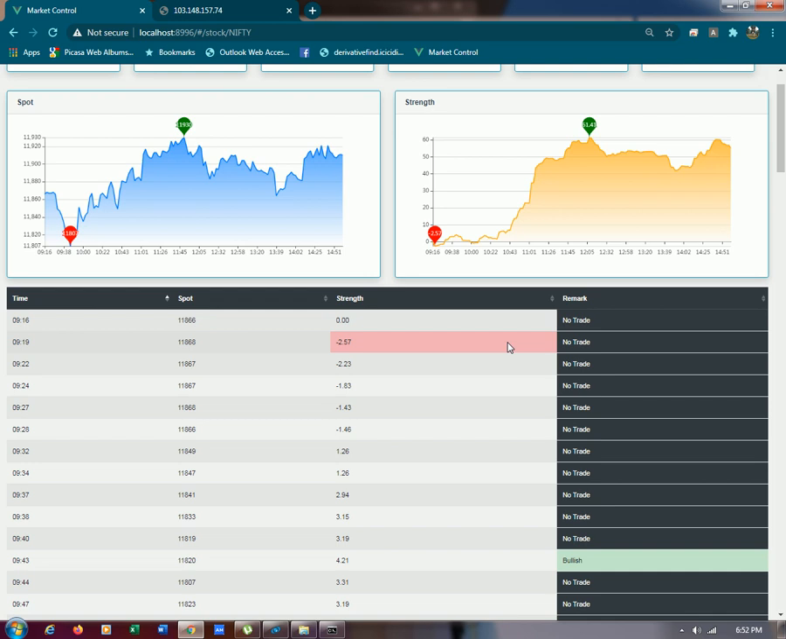Like here you can see at 9:38 Nifty has formed a bottom at 11,807, and since then it has been moving upside. In the strength chart also, if you see from 9:16 onwards, the strength is in an upward direction only. At 11:45 am Nifty has formed a top of 11,930, and strength stopped forming highs at 12:05 pm. So at 11:45 am only, at that point you should exit your long positions.